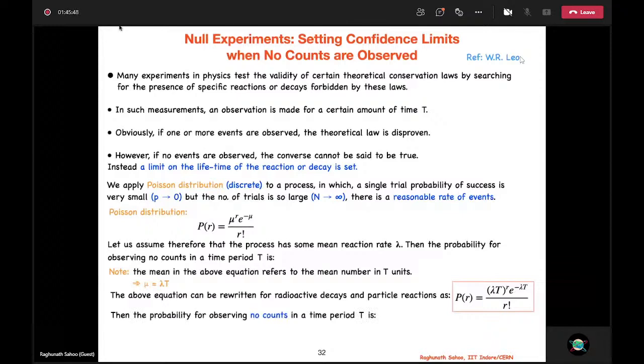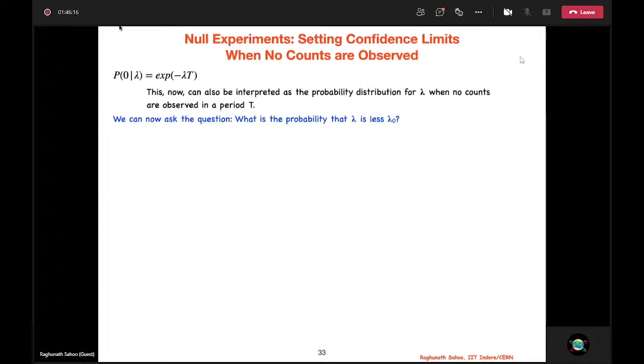Now, when I look for the probability of observing no counts in a time interval t, my r will be 0. Once I put r equal to 0 in this formula, I get P0(lambda) equal to exponential minus lambda t. So this is essentially the probability of observing no counts in a given time period t. This can now be interpreted as the probability distribution for lambda when no counts are observed in a given time period t. That is how the mathematical formula can be read.